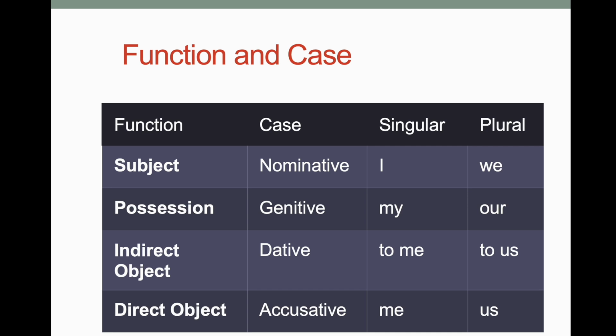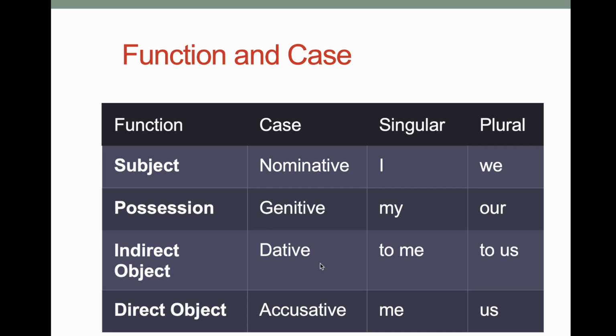Here's another example of the link between function and case. So again, the nominative case is the case of the subject of a sentence, and we would use a personal pronoun I or we. Whereas if we're talking about possession, that is, I own something, or this thing is connected to me, I would use the genitive case. So it's my cup or our cup.